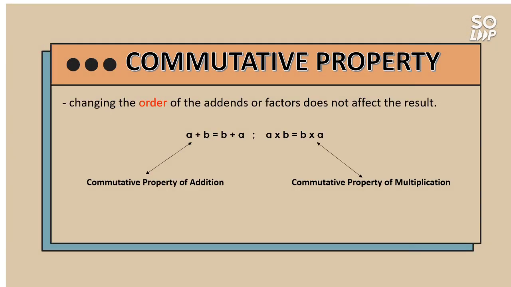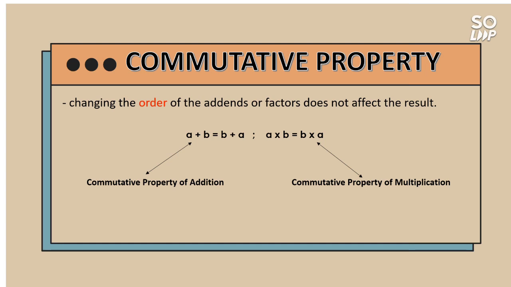Another property is the commutative property. What does commutative property mean? This is where we are changing the order. Take note of the word order of the addends or factors, and it does not affect the result. So what does it mean? The result is not changing, okay? So let's have an example.